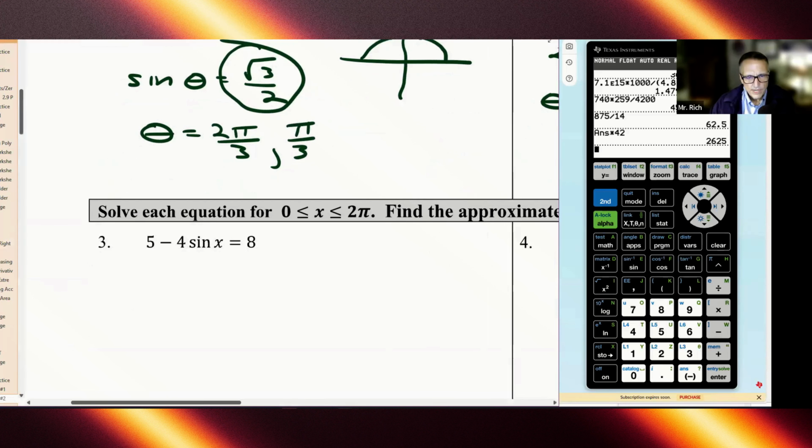When we solve this for sine x, we will subtract 5 on both sides, and then we'll divide by -4. What we're going to do now to solve for x is take the inverse sine function on both sides.